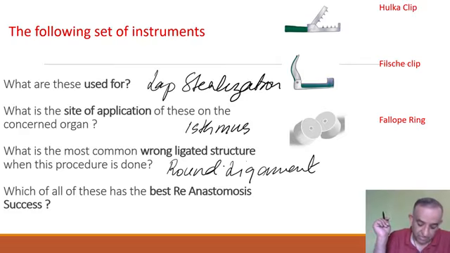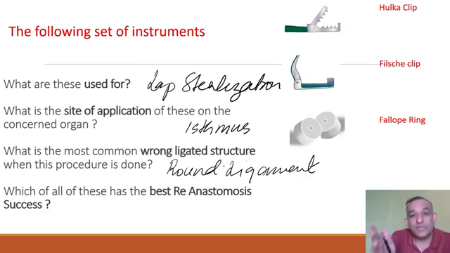All right. Which of these has the best re-anastomosis success? So these three, including all the other procedures like Pomeroy, the modified Pomeroy is the most common tubectomy done still in our country. Laparoscopic clips, laparoscopic rings are also done. The fallopian ring and the Filshie clip or the Hulka clip, they're also done a lot. But the most common tubectomy done in our country is the Pomeroy's modified tubectomy.